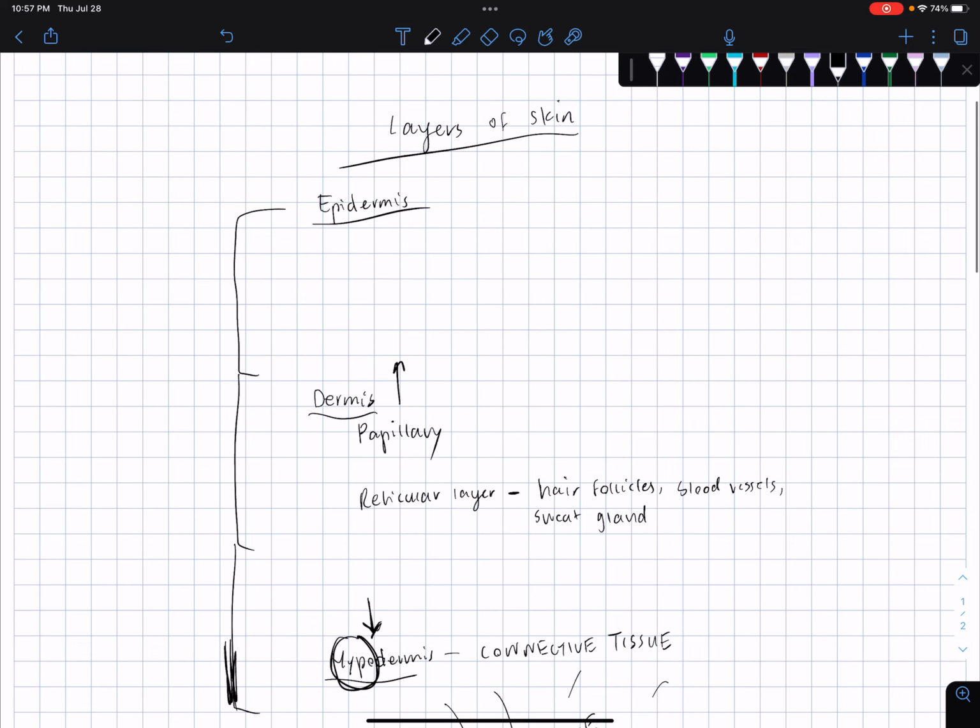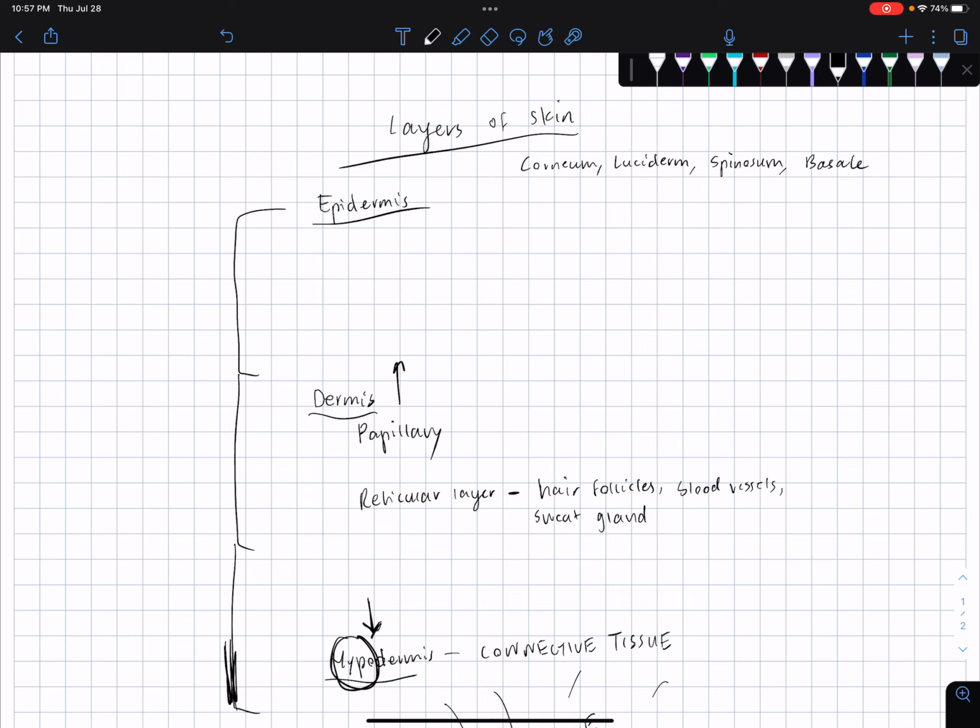Now, the epidermis itself is broken into multiple layers as well. And those are the stratum corneum, stratum lucidum, stratum spinosum, and finally the stratum basale, or however that's pronounced.